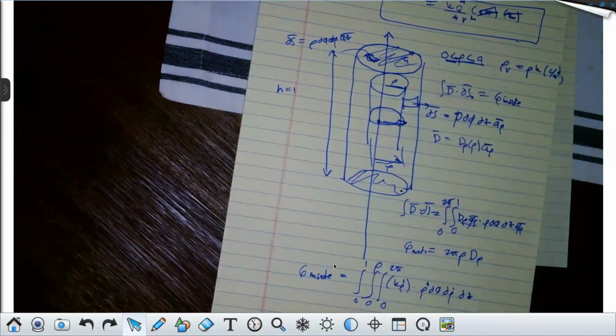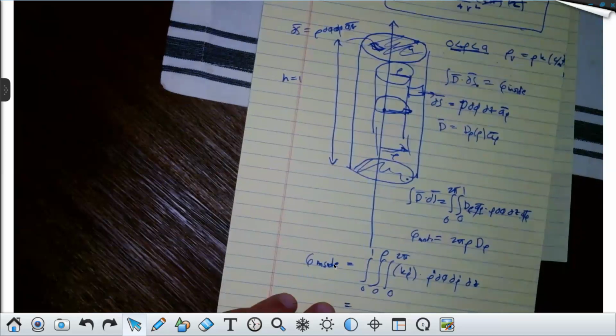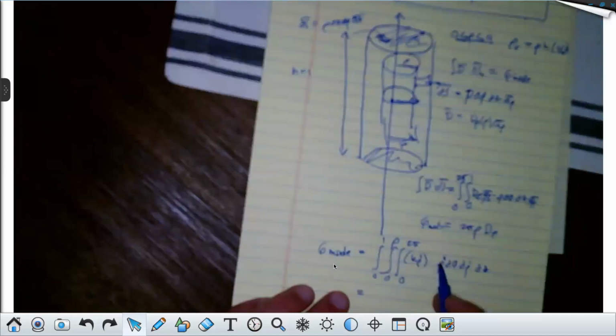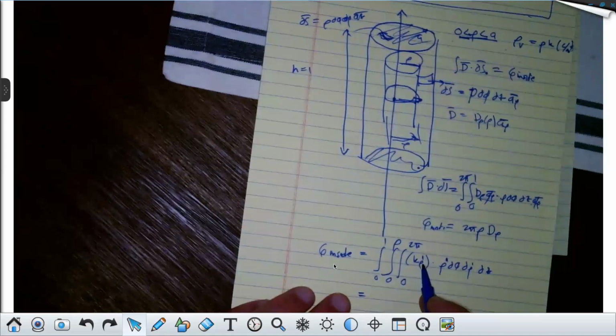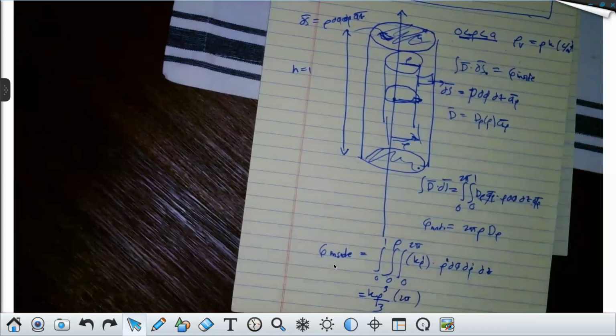Now, what about the next integration? When I integrate rho, it's actually rho prime, but rho squared d rho, what do I get? Rho cubed over 3. And that is evaluated from 0 to rho, so it would be rho cubed over 3. I'll put the k out in front too. Then I integrate d phi, and I get phi from 0 to 2 pi is 2 pi, isn't it? Yes. That's the charge inside.